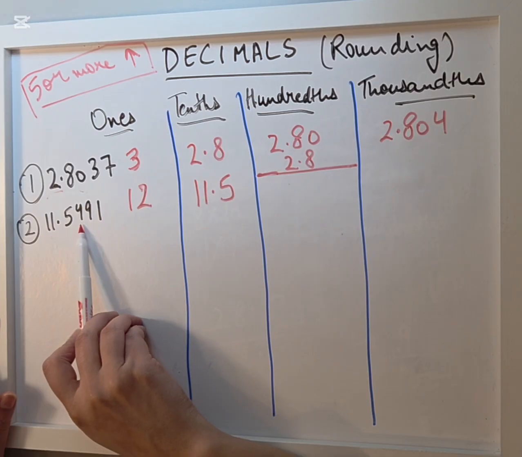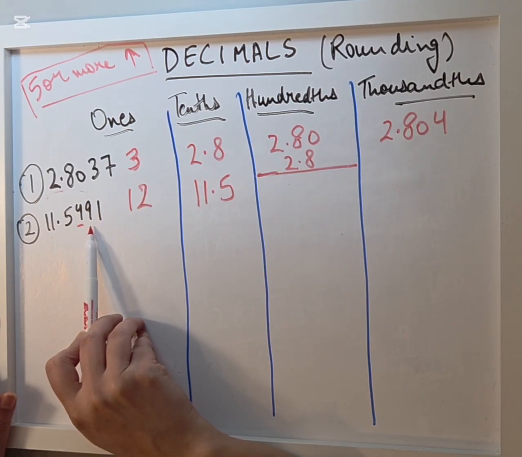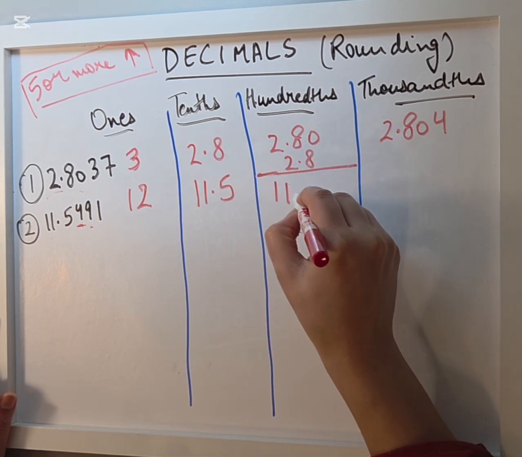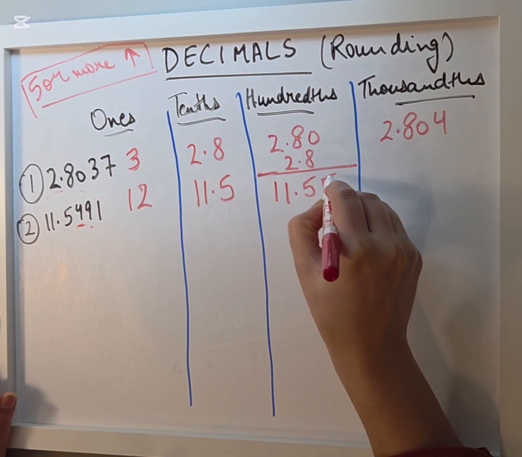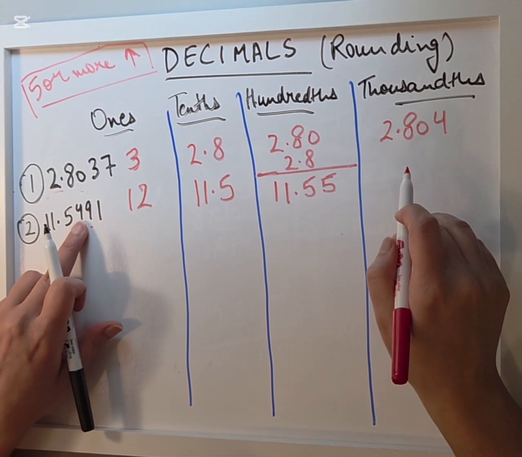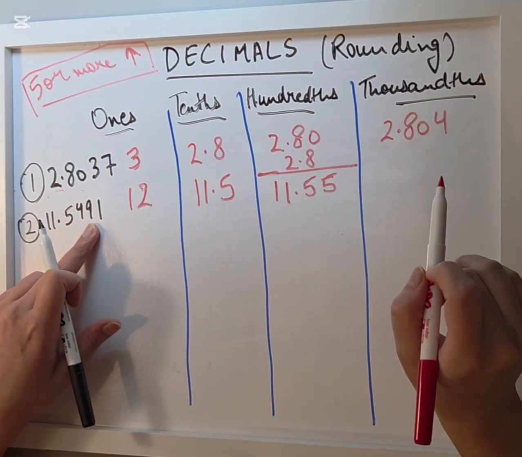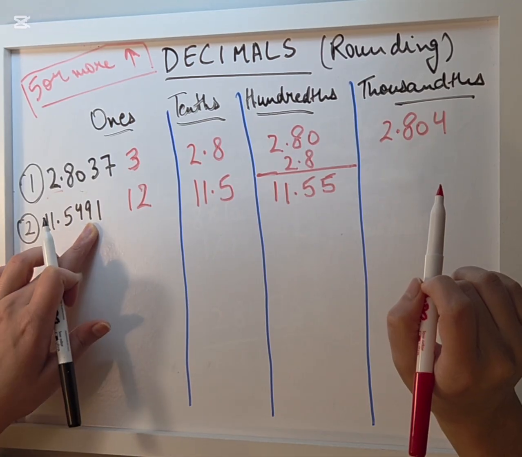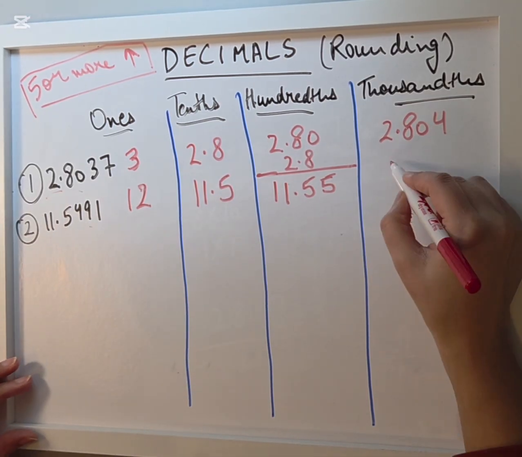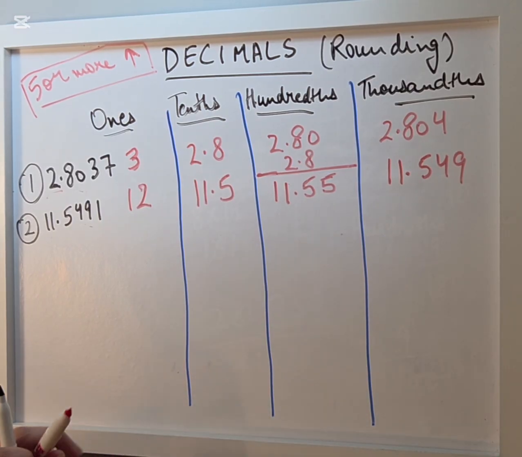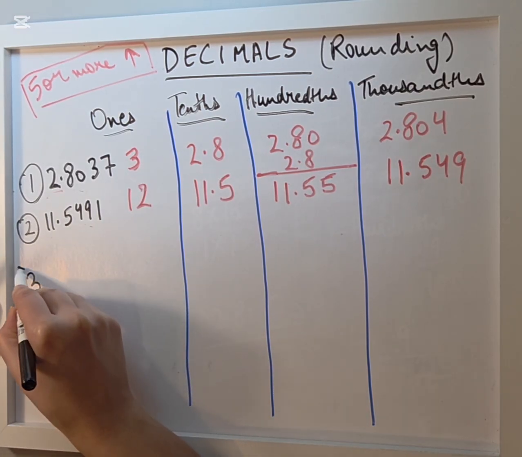Now hundredths. 4 is at the hundredths position, and the number next to it is 9, which is more than 5, so this will be increased to 5. So our rounded off number will be 11.55. And now the number at the thousandths position is 9. The number after 9 is 1, which is less than 5, so it will remain as is. So 11.549 is our answer.